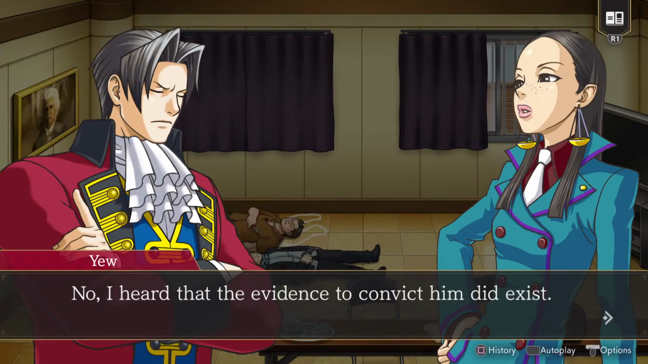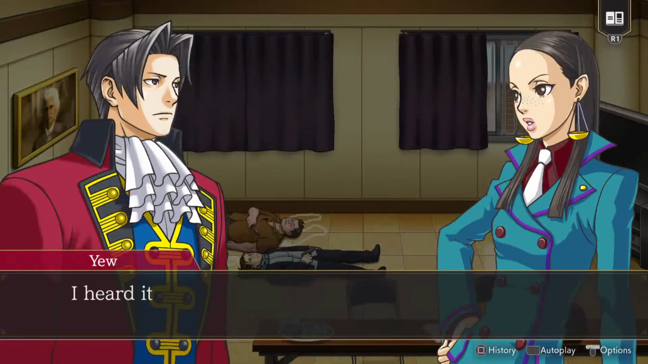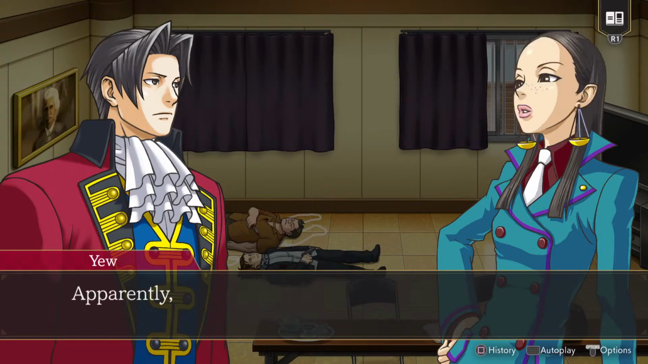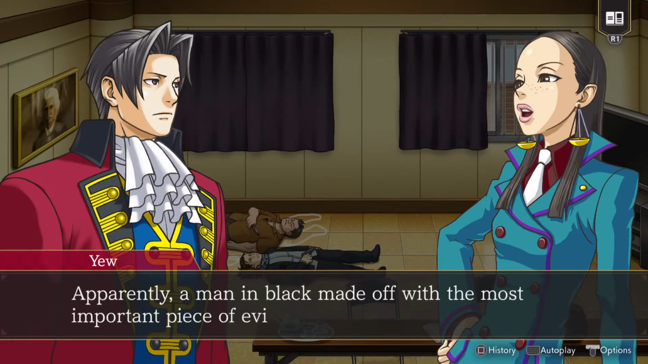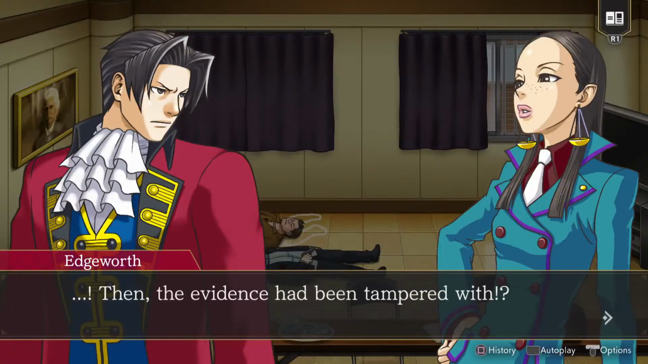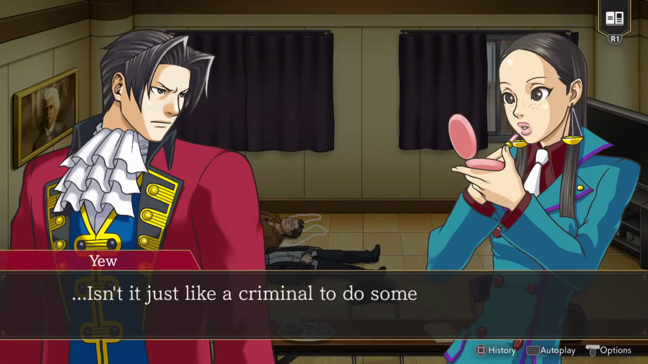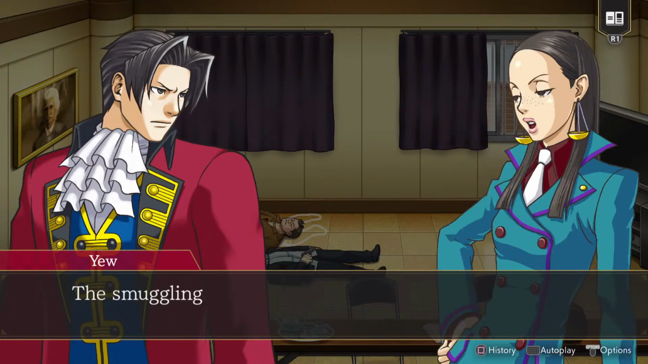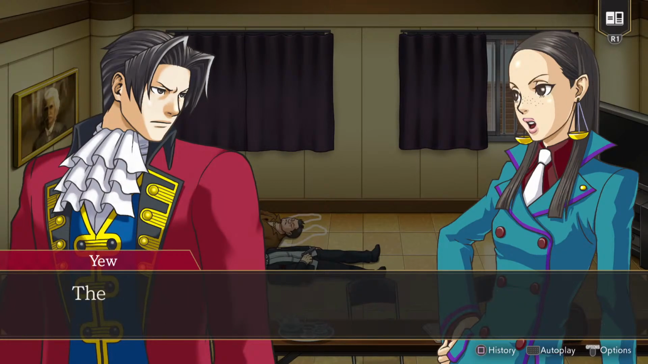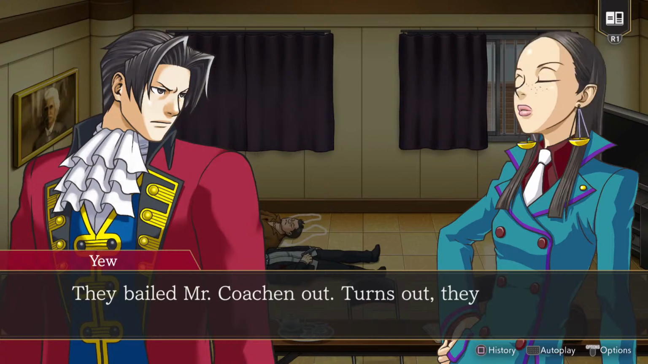Now, I heard that the evidence to convict him did exist. What? I heard it from Mr. Faraday himself after Mr. Coachen's trial was over. Apparently a man in black made off with the most important piece of evidence. Then the evidence had been tampered with. Isn't it just like a criminal to do something like that? The smuggling ring being run out of the Amano group by one of its secretaries. They bailed Mr. Coachen out.